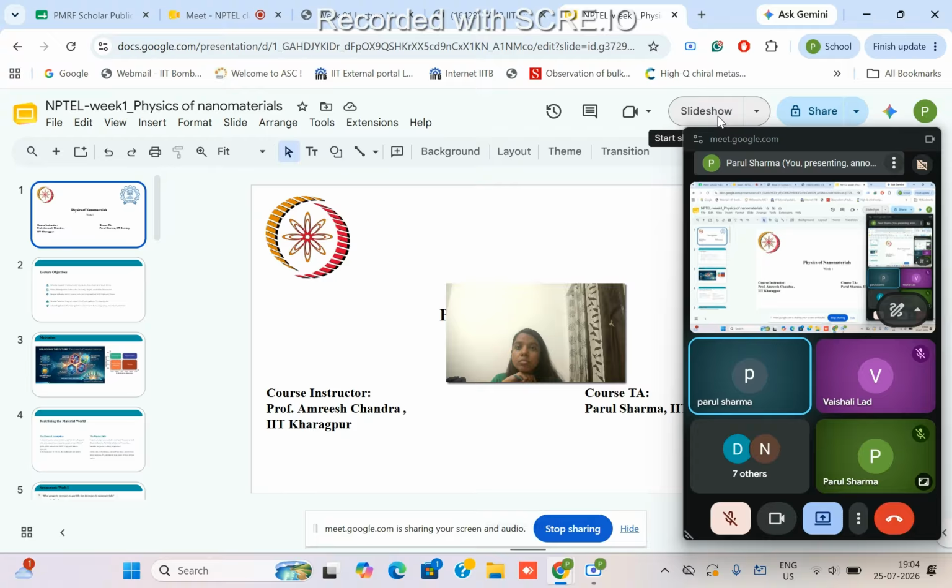So next, from the table we were seeing that, why not pico or femto materials? Why are we only interested in the nanomaterials, not beyond that? So the scale is too small.